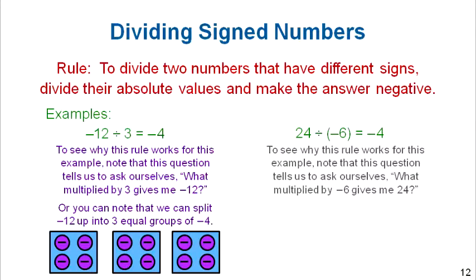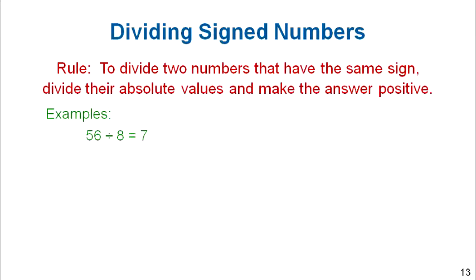To see why this rule works for this example, you can note that this question is telling us to ask ourselves, what multiplied by negative 6 gives me 24? To divide two numbers with the same sign, you can divide their absolute values and make the answer positive. So, for example, 56 divided by 8 is equal to 7 because, of course, you can split the 56 positives up into 7 equal groups with 8 positives in each group, or 8 equal groups with 7 positives in each group.